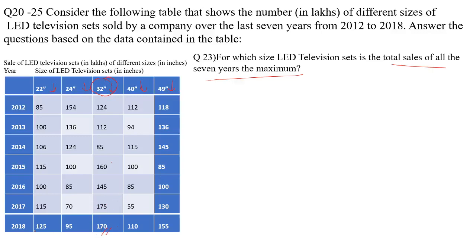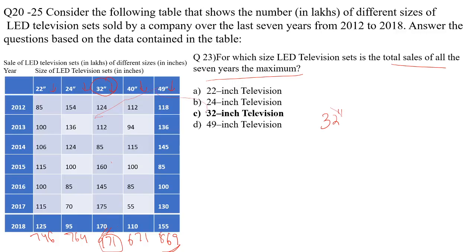The other way is you can directly add. When you add it, it will give you 746. 24 inches added gives you 764. 32 inches added gives you 971. 40 inches gives you 671 and 49 inches gives you 869, as we have seen in the last question, right? So the maximum value is 971, 32 inches. Let's see the answer. Option C is correct.